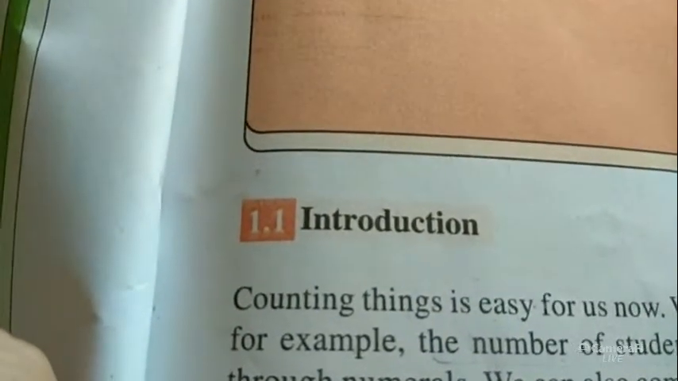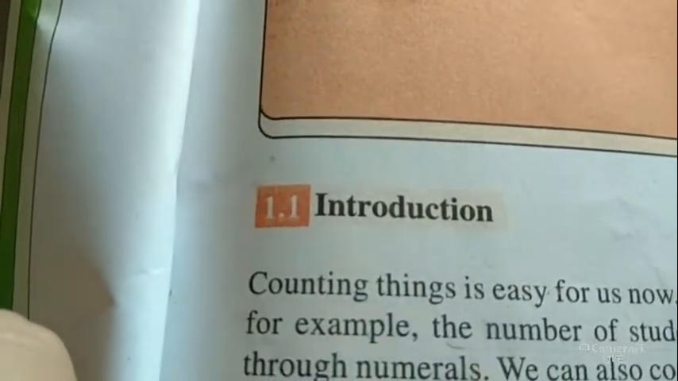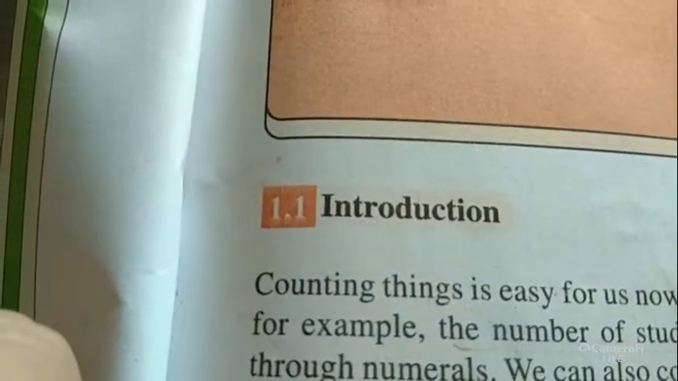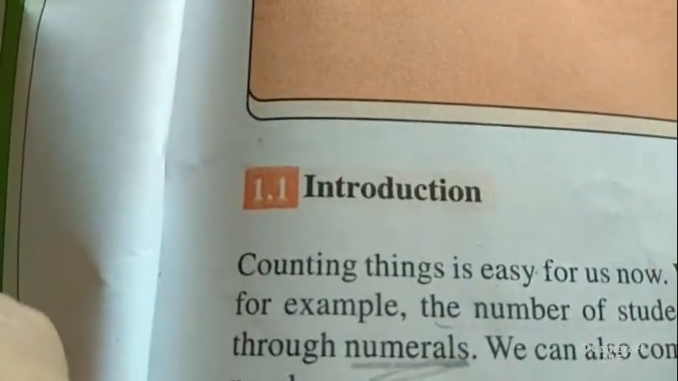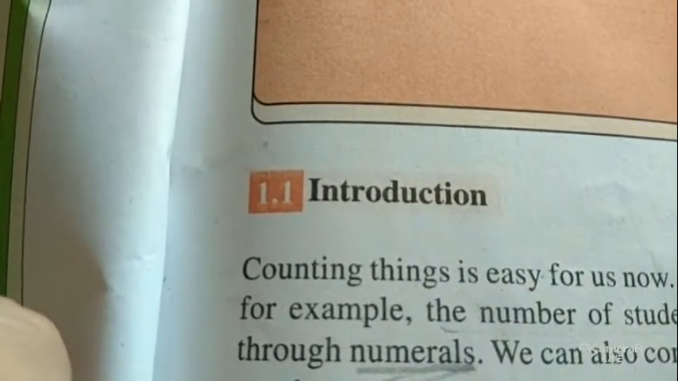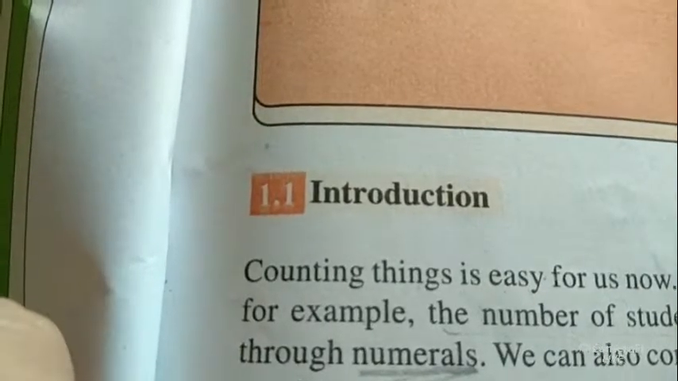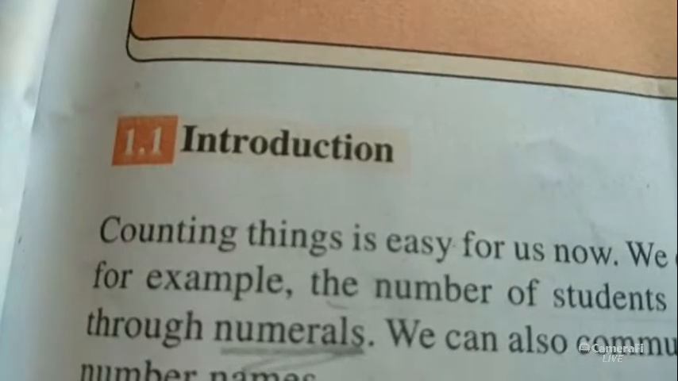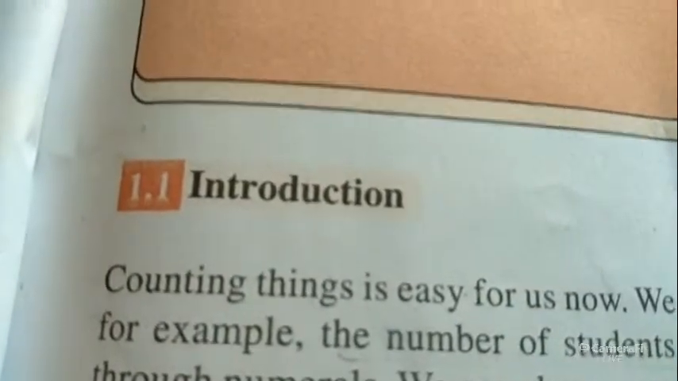Counting things is easy for us now, but we can count objects in large numbers. For example, sometimes somebody may ask you what the strength of the students in your school is, and you represent it through numerals. We generally say 840, 766. These are called numbers. When we are expressing them, that is called numerals.